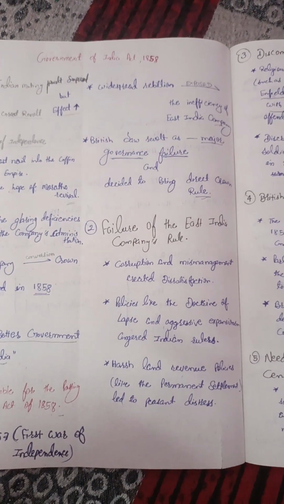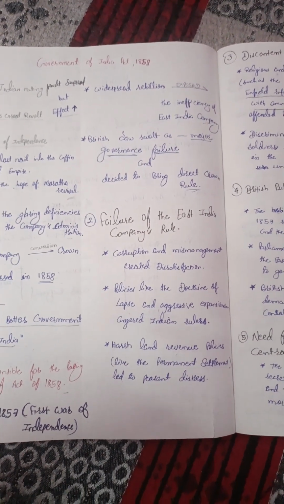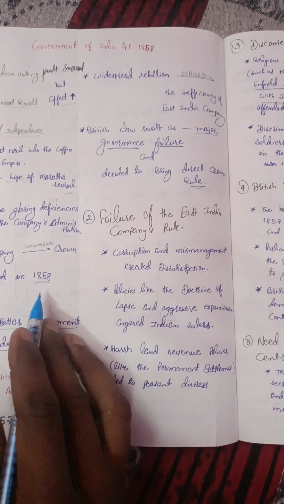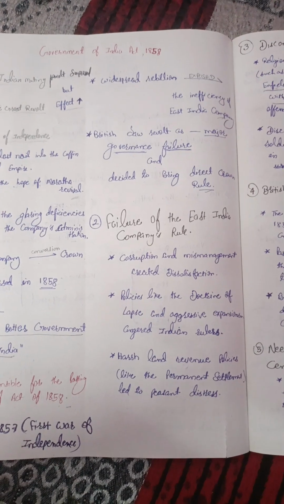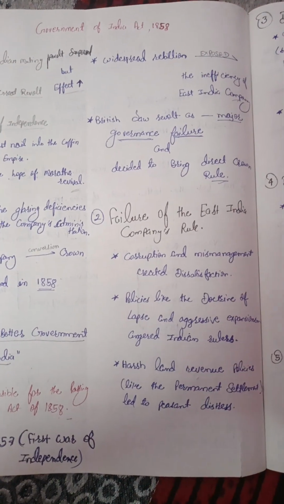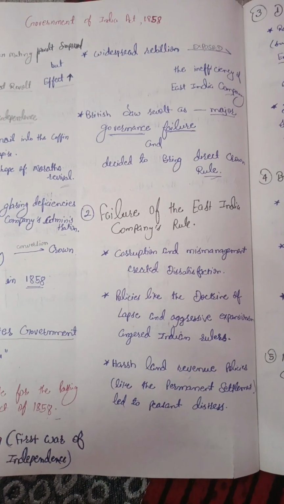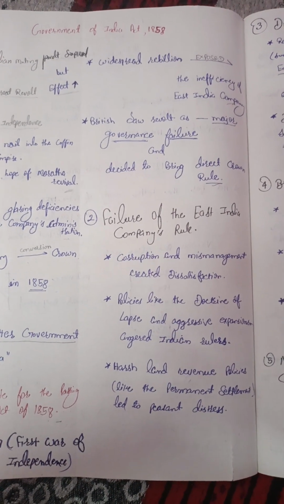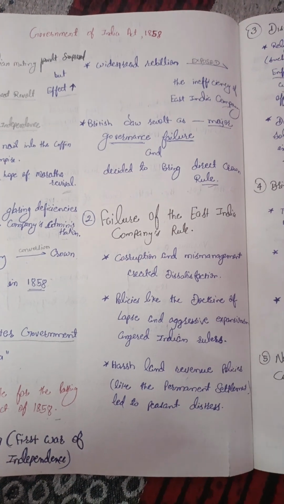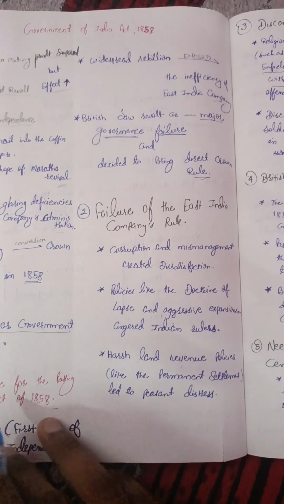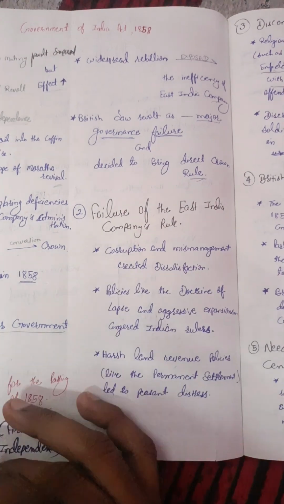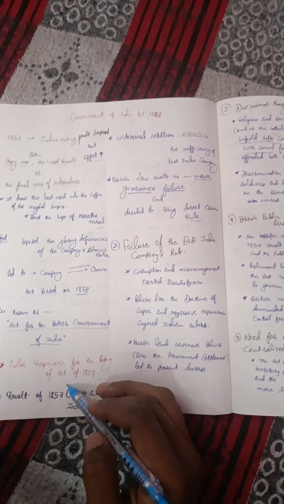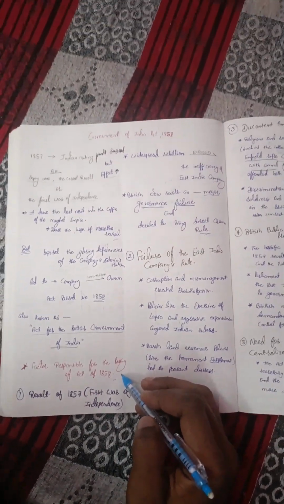So after the 1857 revolt, the British crown got the reason, and they came up with the Act of 1858, which came through the Queen's Proclamation, which we will see later, where the Queen talked about the suppression of the revolts and all. So let's see what was the second factor responsible for the passing of the Act of 1858.